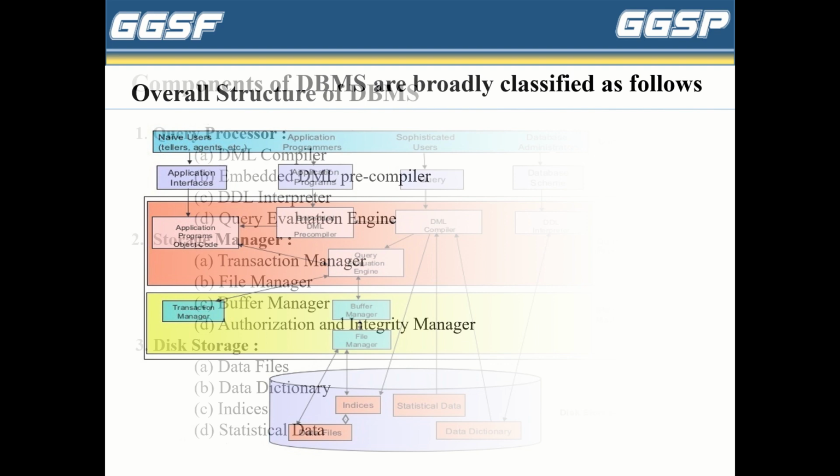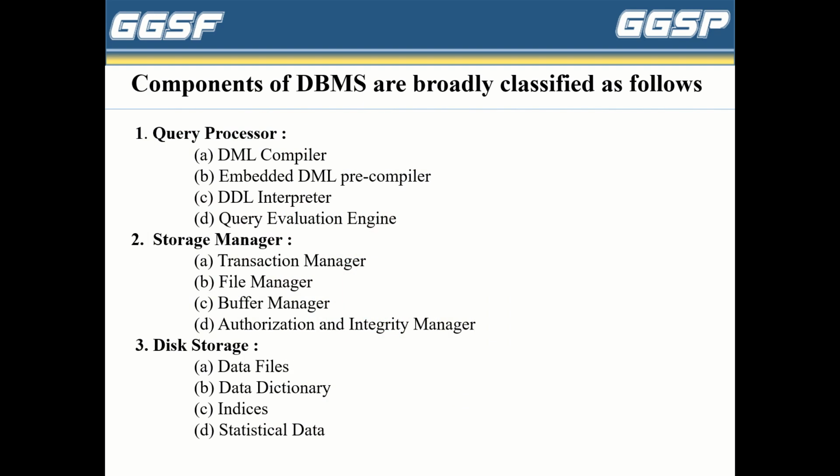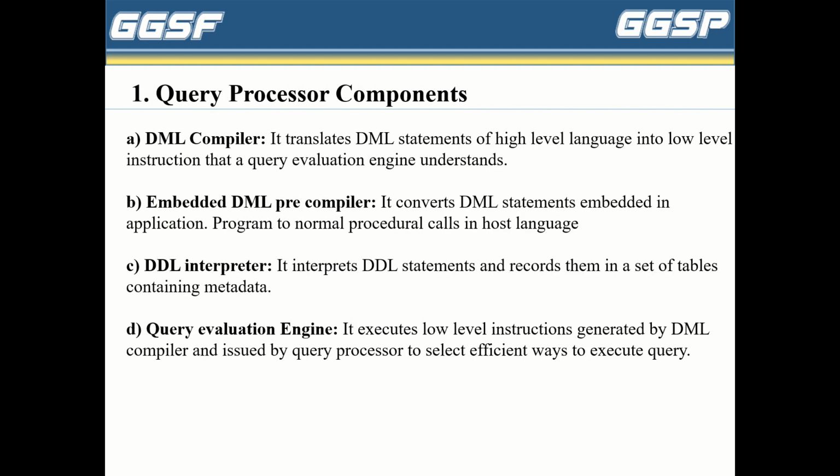First component, that is query processor. So in query processor there are 4 main components, that is DML compiler, embedded DML precompiler, third DDL interpreter, fourth query evaluation engine. Second, that is storage manager, 4 parts are there: transaction manager, file manager, buffer manager, and last one authorization and integrity manager. Third component is disk storage. In disk storage there are 4 parts, that is data files, data dictionary, indices, and statistical data. Let's see first one, the query processor component.